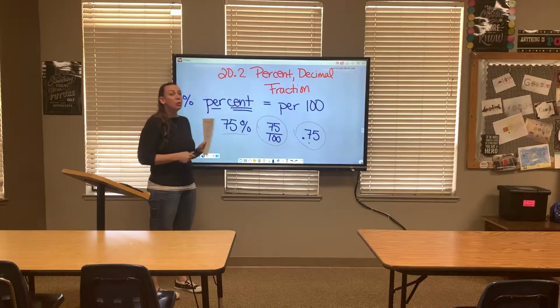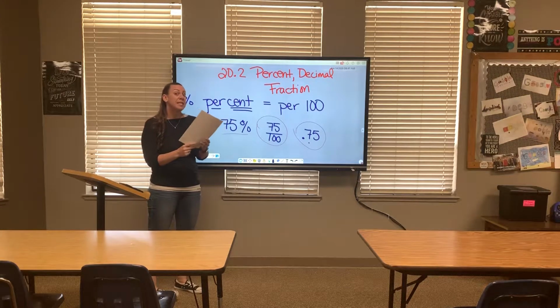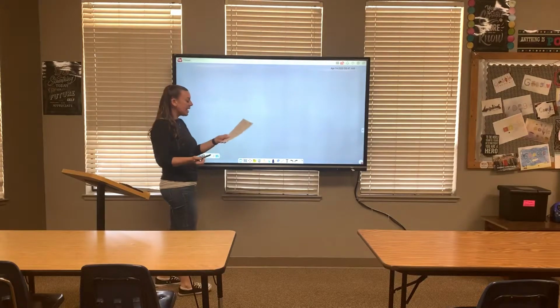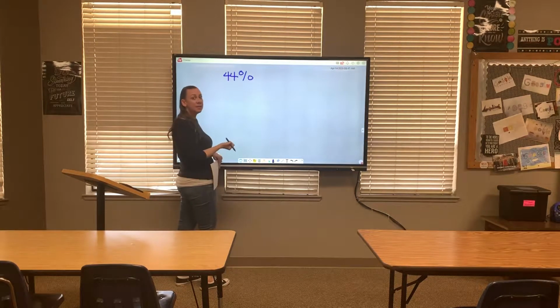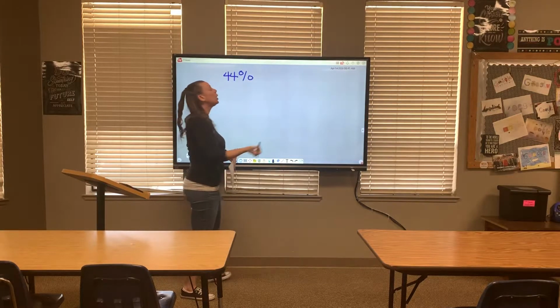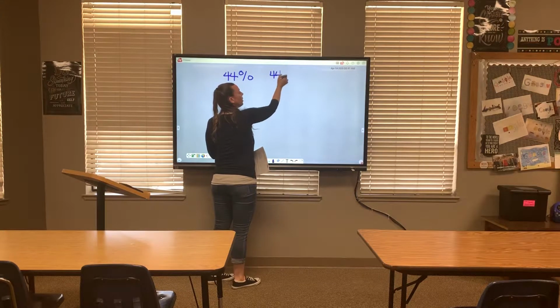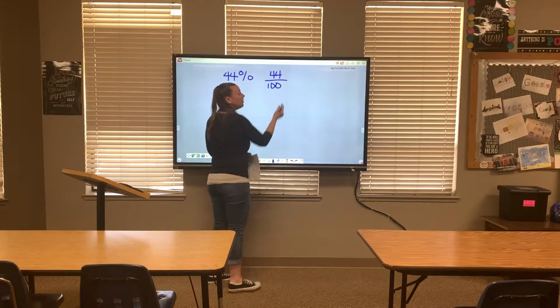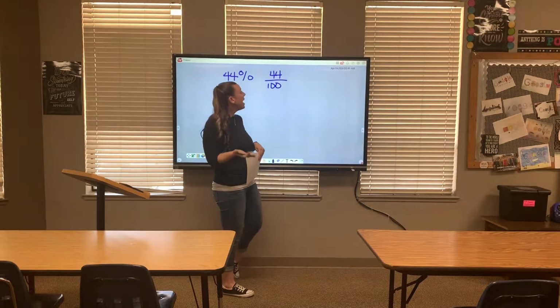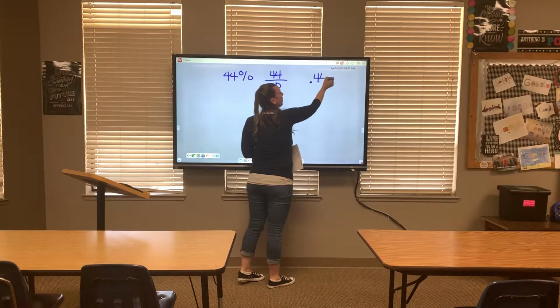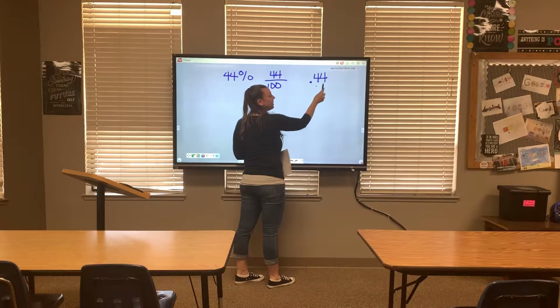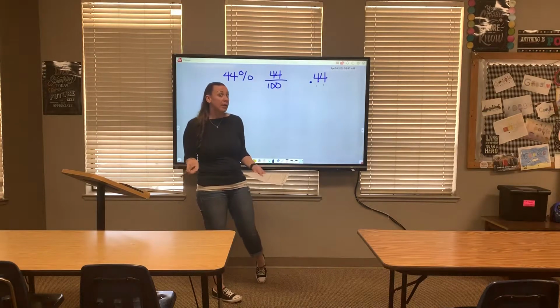I'm going to be using your RW115 as an example. So let's say I have 44%. 44%. Percent means per 100. So I'm going to say 44 over 100. We've written it now as a fraction. As a decimal, I know that my 2 decimal spots, I have 44, that should be my 10ths, that should be my 100ths, and it's now written as a decimal.